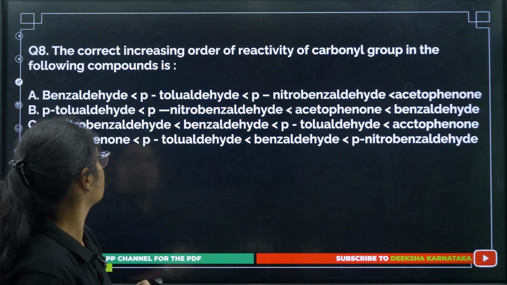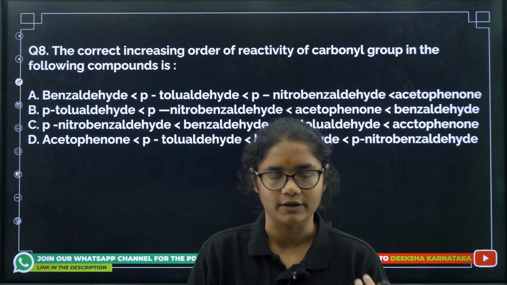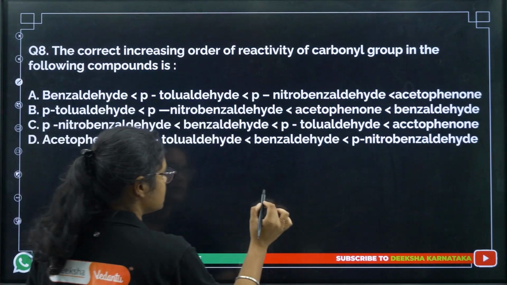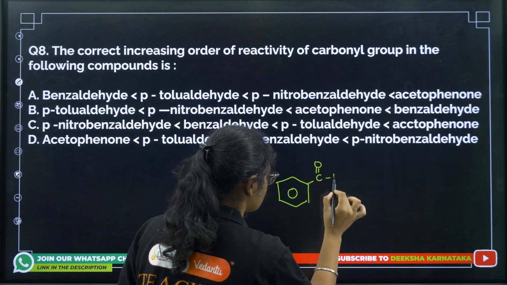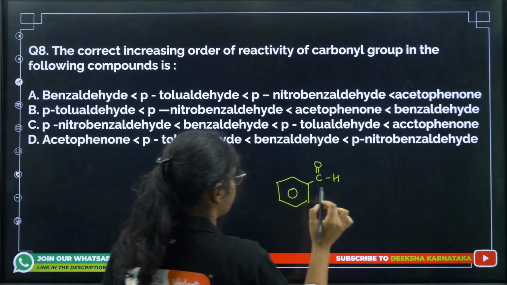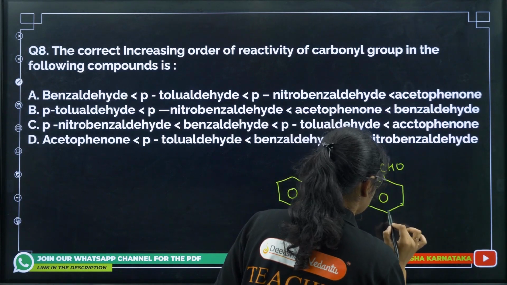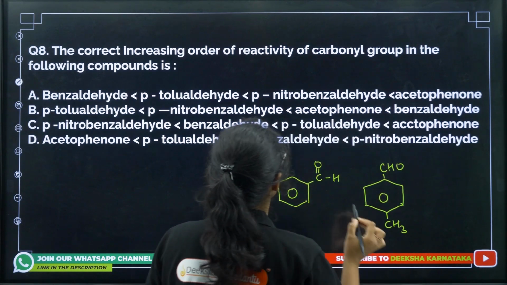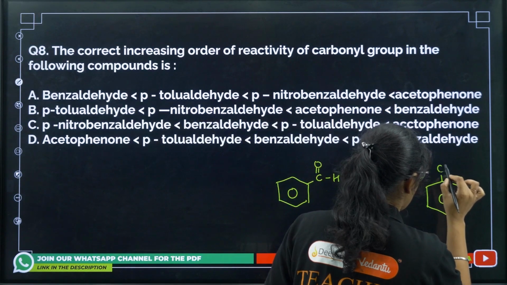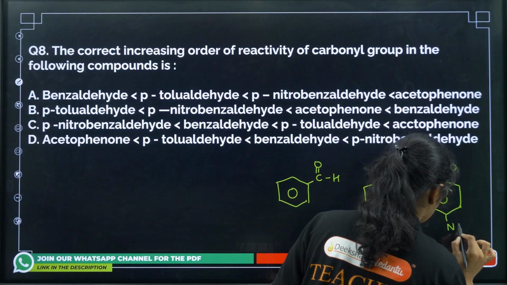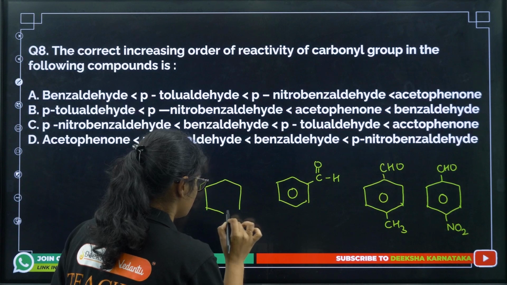Okay, next one. The correct order of reactivity of carbonyl compounds in the following compounds. So what are the groups given? First one is benzaldehyde. I'm just drawing all the structures first. Then you have para-tolualdehyde, that means you have benzaldehyde with a CH3 group at the para position. Then you have para-nitrobenzaldehyde, with CHO and a nitro group, and then acetophenone.